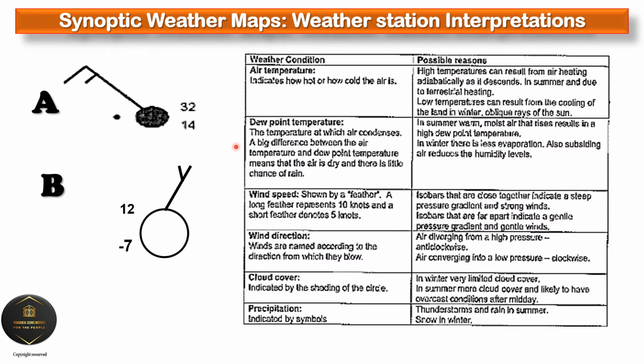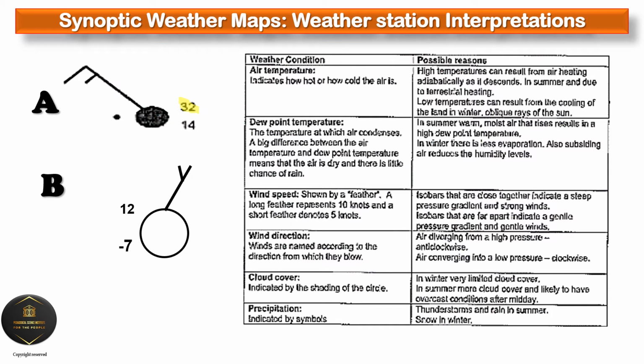And why do I say so? Now at some points you'll be expected to give reasons as to why the temperature is like that, why the dew point temperature is like that, why the wind speed is like that, why the wind direction is also the way it is, and cloud cover and precipitation. Now if you look at this weather station, you can see that the atmospheric temperature is 32 degrees Celsius, and it shows us that the temperatures are high. And why are they high?